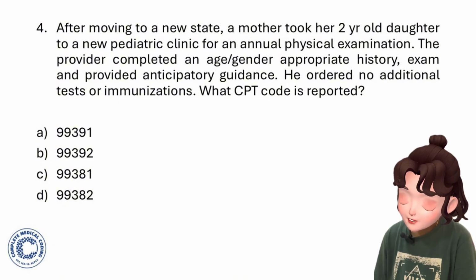E&M of an individual including age and gender, appropriate history. See, everything is present here, so you don't have to code it separately. Examination, counseling, anticipatory guidance, everything.